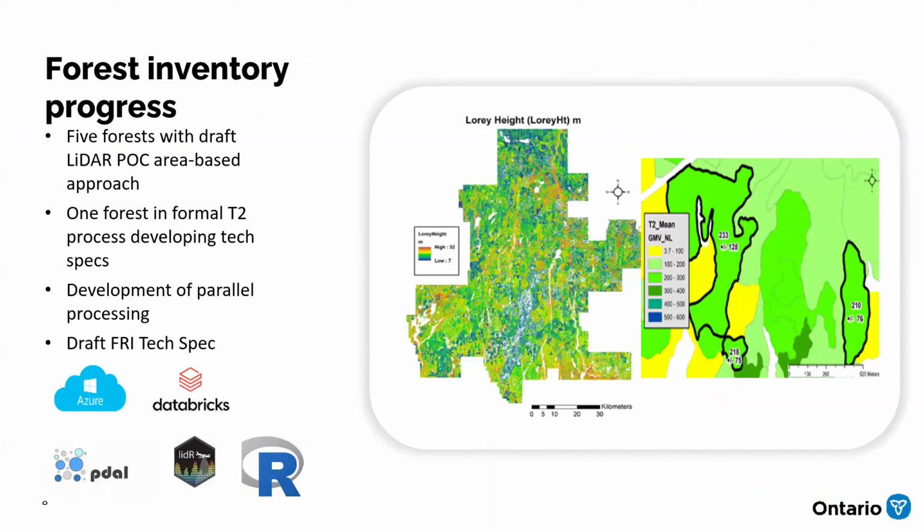On the forest inventory progress front, we have 4 forests for which we produced draft ABA metrics through our knowledge tech transfer development program, and we're working on a 5th forest right now, which is framing the forest resource inventory technical specification. Once we're finished that forest, we'll have a draft tech spec that will guide the process and the deliverables of the final forest inventory model that we'll be rolling out for Ontario. So that's on the horizon for the spring summer period.